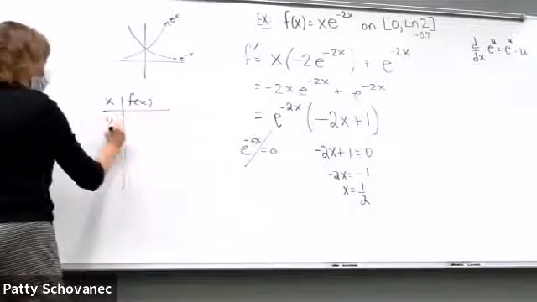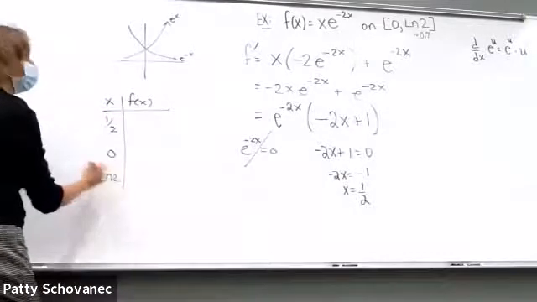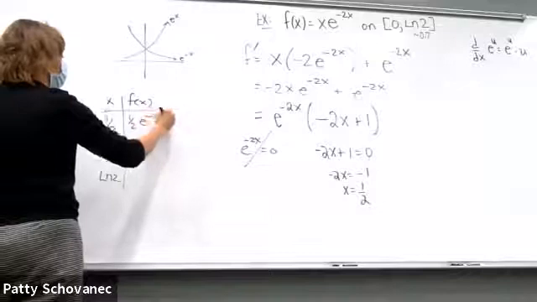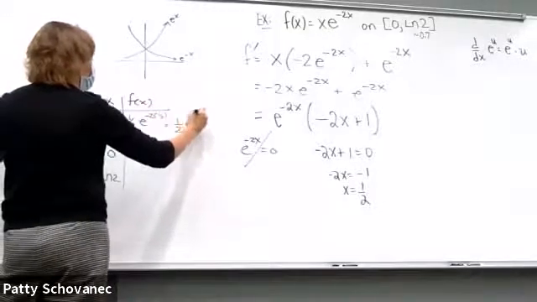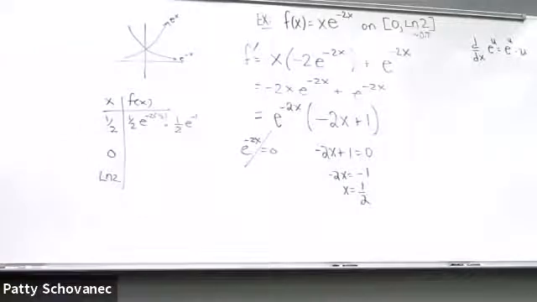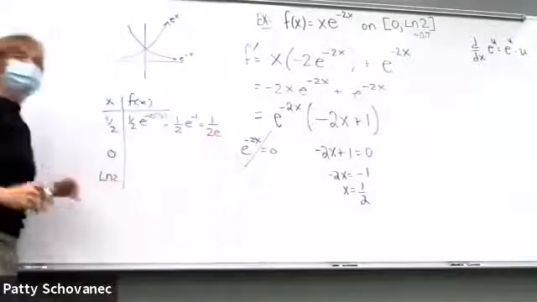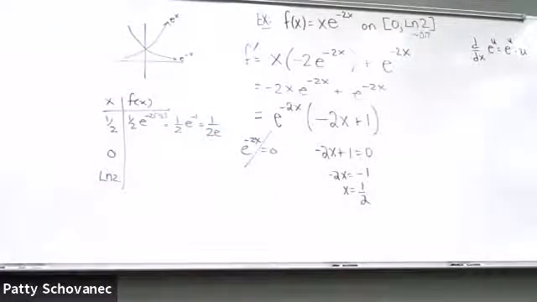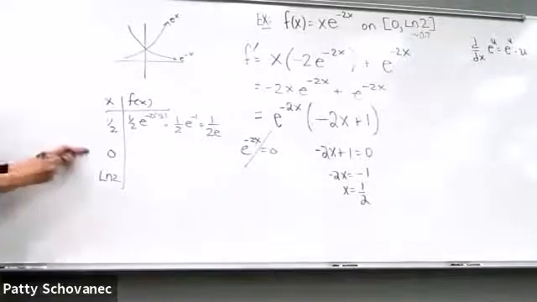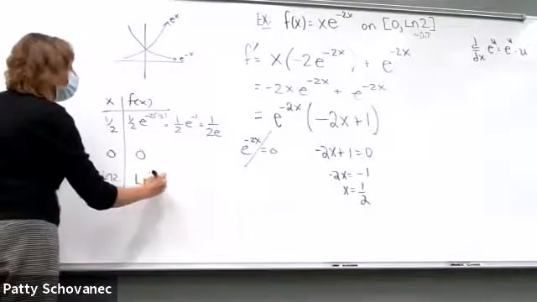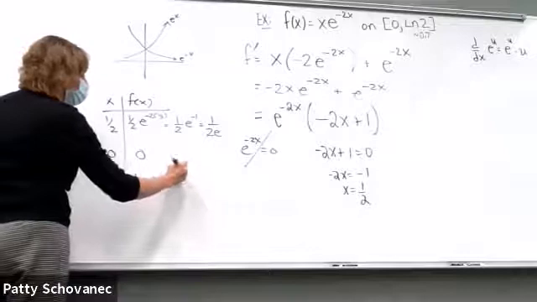So our critical number is a half, and then 0, and then natural log of 2. When x is a half, I have a half e to the negative 2 times a half, which is 1/2 e to the negative 1. E to the negative 1 means 1 over e, so this is like 1 over 2 times e. E is roughly 3, so that's almost 1/6. When x is 0, I'm multiplying by 0, so my y value is 0. Now here we're going to have natural log of 2 times e to the negative 2 natural log of 2.